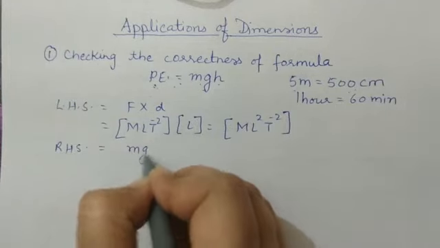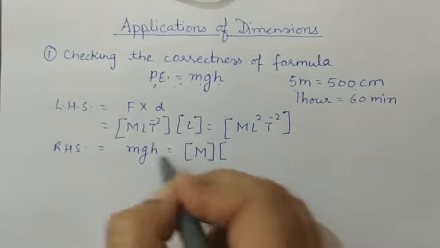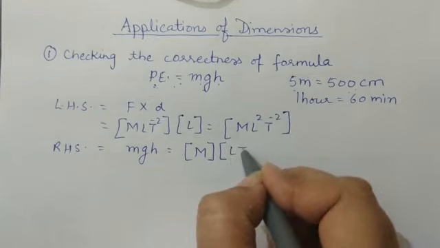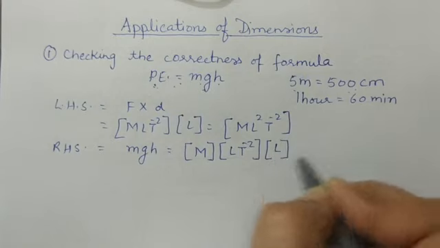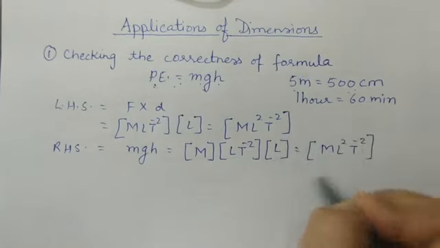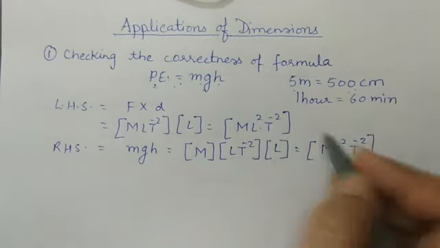Now I'll take the right side. The formula is mgh. M is mass. g is gravitational acceleration. Acceleration has dimension LT^-2. And h is again height, so this is L. So it equals ML^2T^-2. We can see that the left hand side and right hand side both have the same dimension.